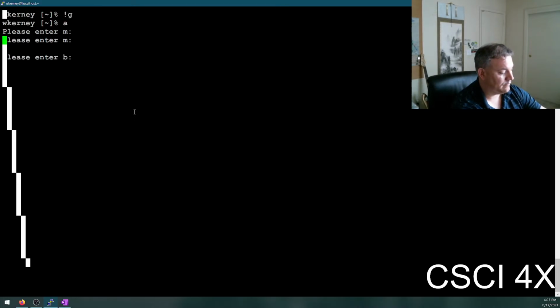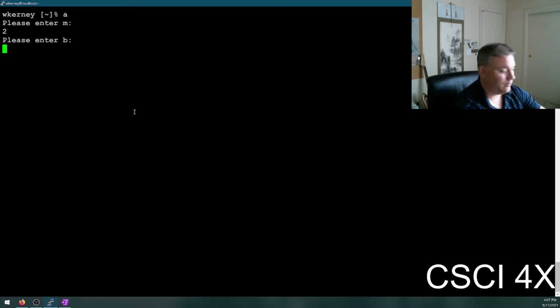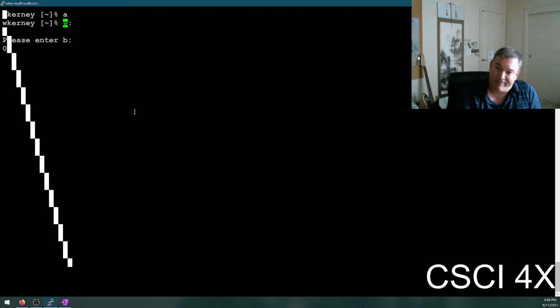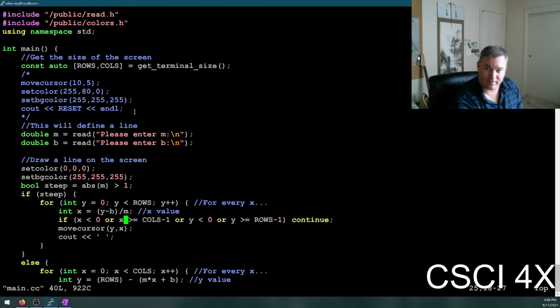Slope of 10, y-intercept of 0. It's almost a vertical line. Slope of 2, y-intercept of 0. Okay, so that's a fairly basic line rasterization. Remember, rasterization means you go from some sort of mathematical construct to actually putting pixels on the screen. That's what to rasterize means. Triangle rasterization takes a triangle and puts a triangle on the screen.